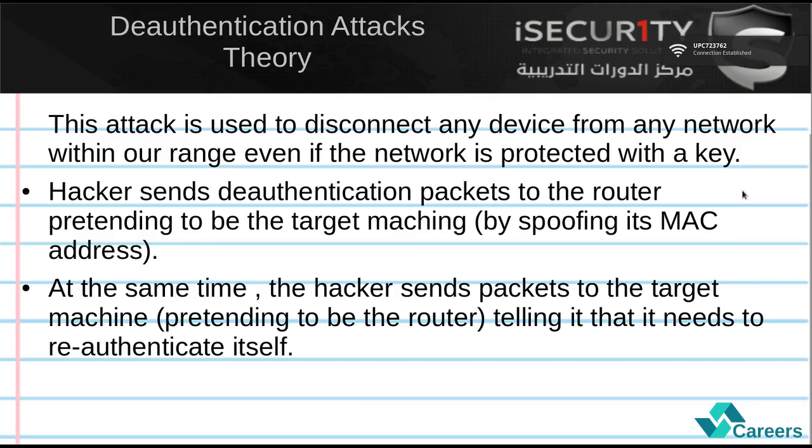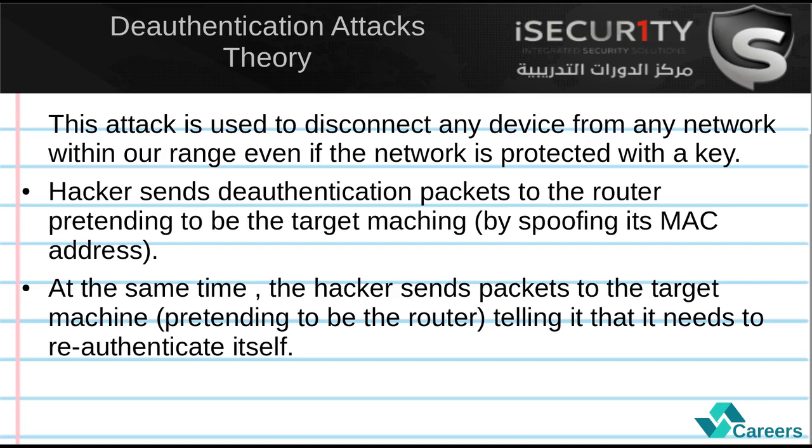Deauthentication attacks. So we're still in our first section of the course, which means all the attacks that we're going to talk about are attacks that we can launch on any network that is within our Wi-Fi range, even if the network has encryption, even if it uses a key, and even if we don't have that key. So we don't have to connect to any network to launch these attacks. The deauthentication attack is very useful. It allows us to disconnect any device from any network that is within our Wi-Fi range.